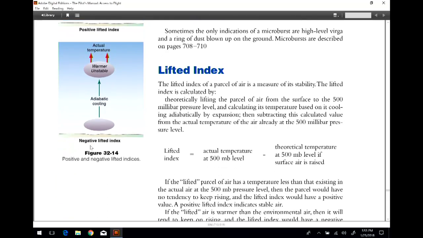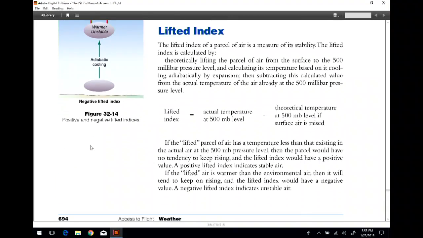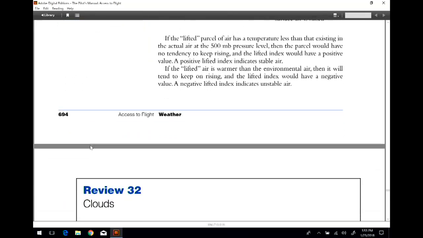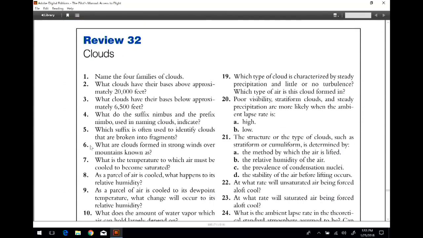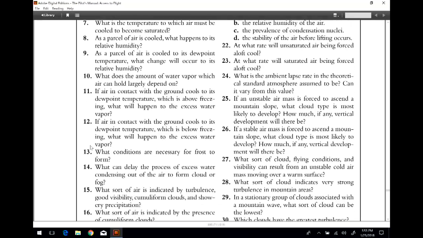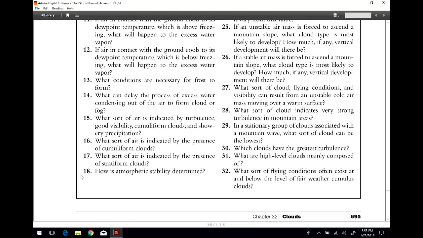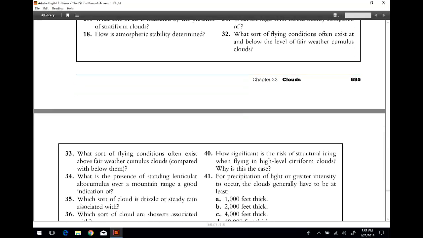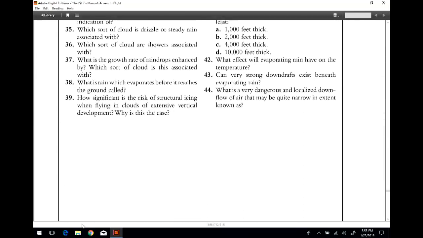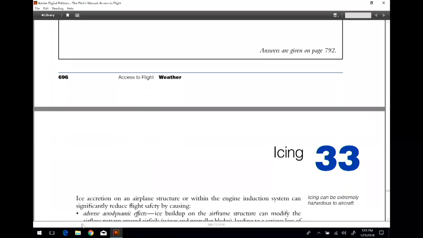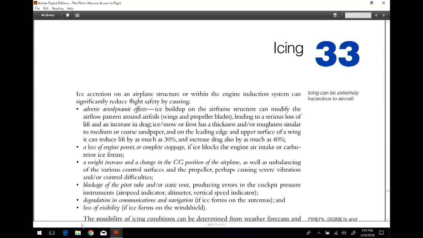Again, the lifted index, and there we go, there's the review of the clouds. That is chapter 32. You guys can take a look at that, the nomenclature of the clouds, the layers, the families, how they're formed, and then we also get into that in the next chapter with icing. So we're going to stop this one because this is chapter 32. Now I'll record a segment on chapter 33. Okay? So there you go. See you soon.